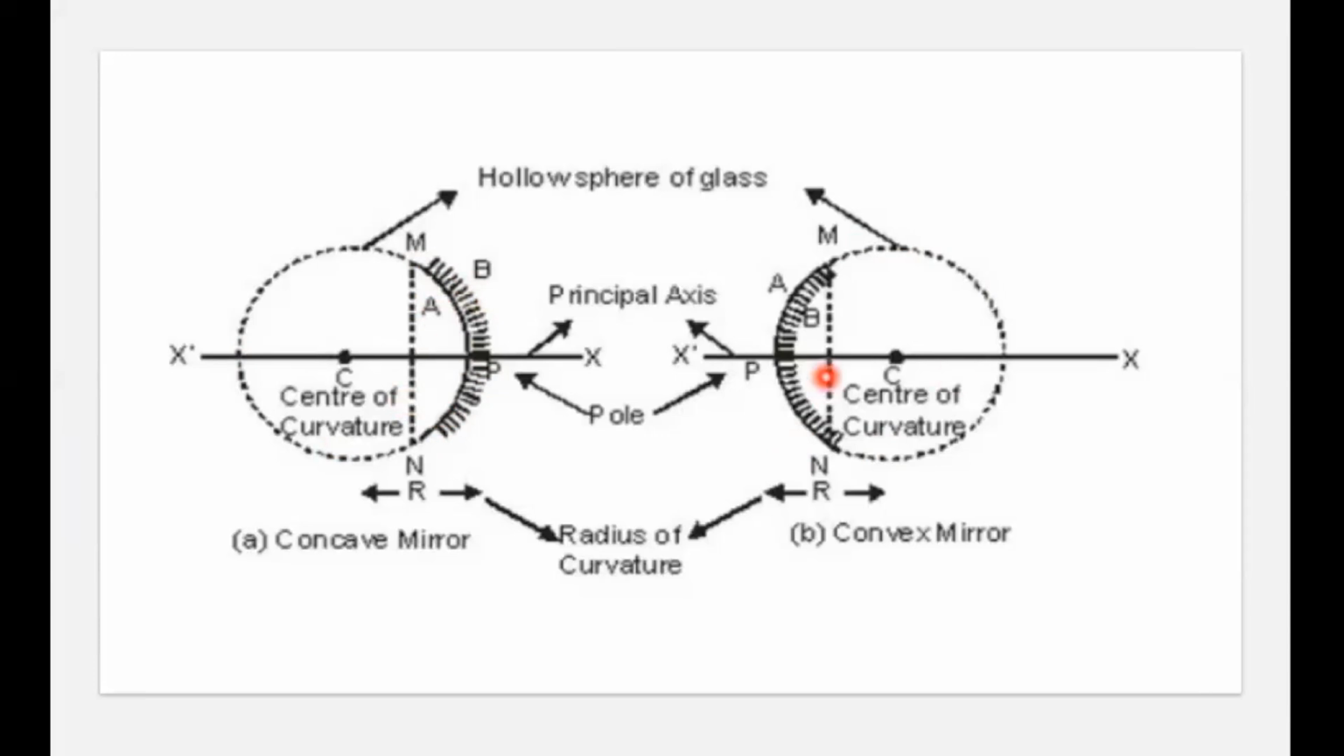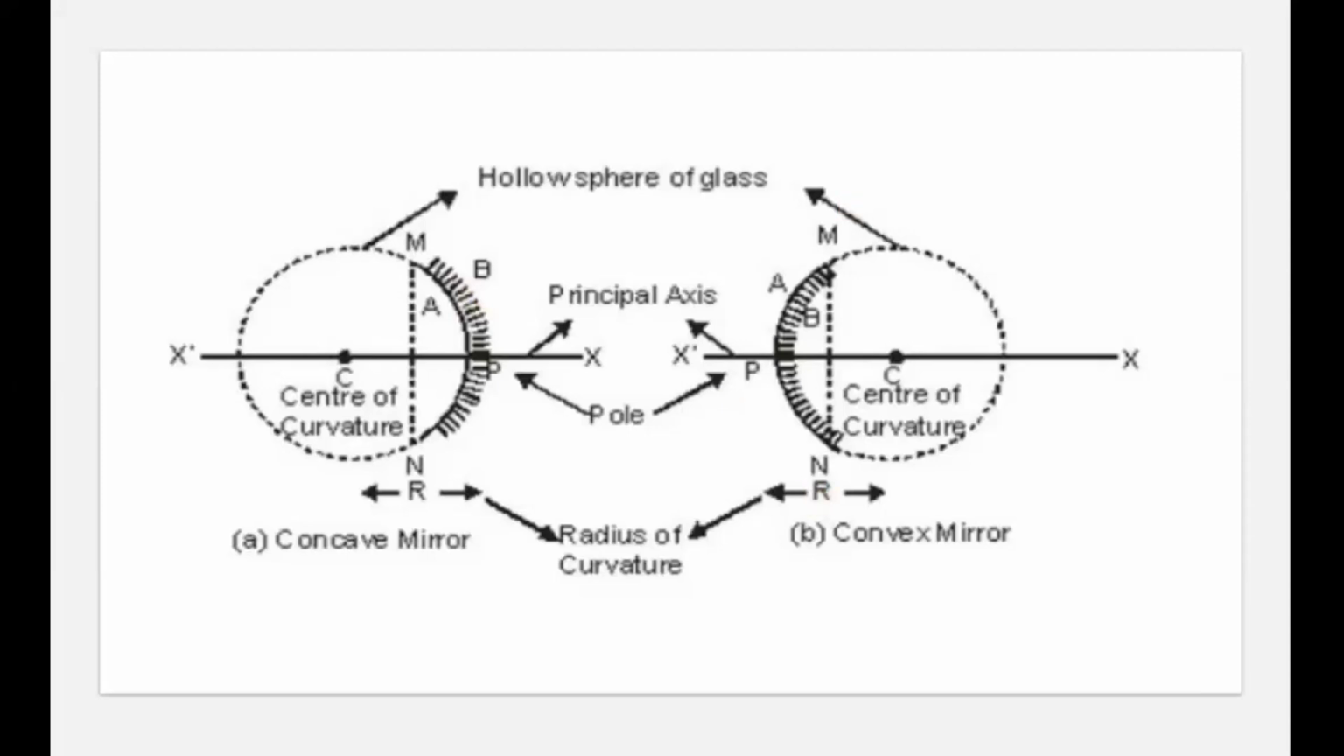And towards the left hand side, if we see, the coating of silver nitrate, silver aluminium is done on this side. So the outer surface, that is this surface, would act as a convex mirror.